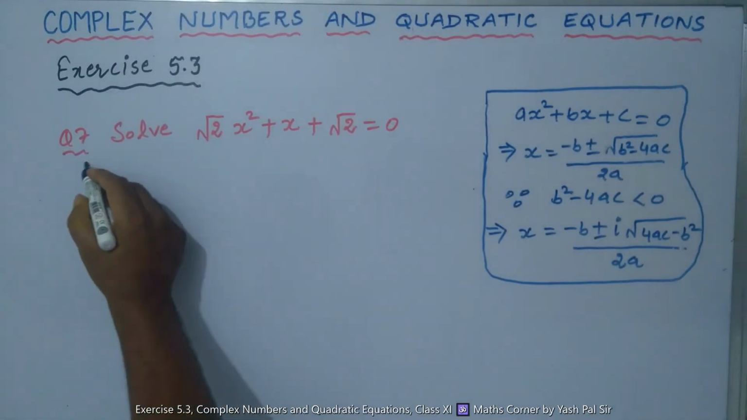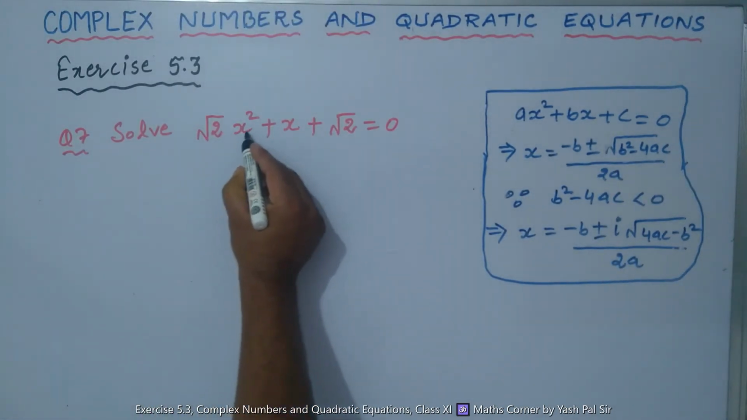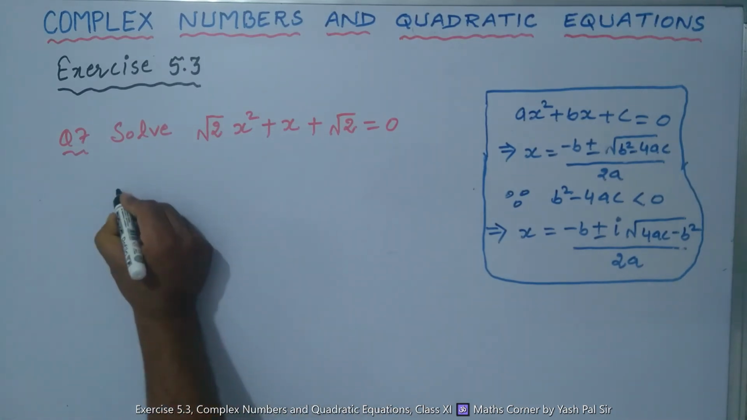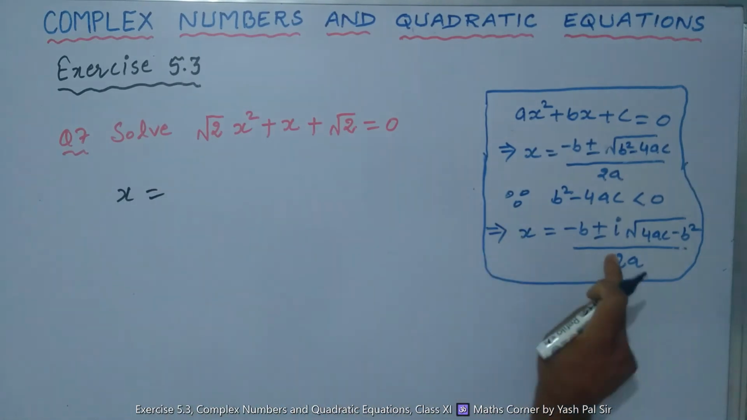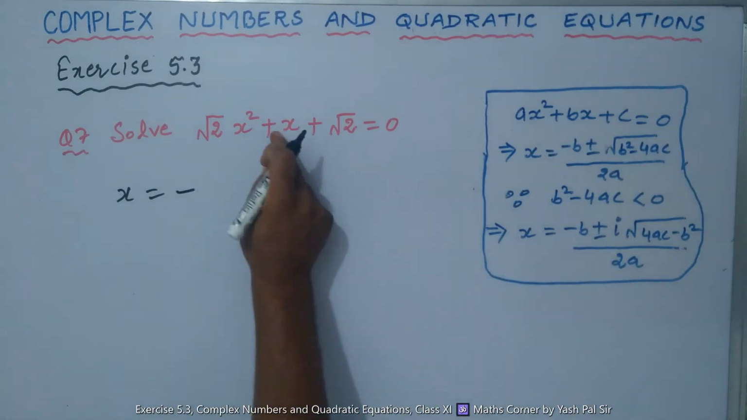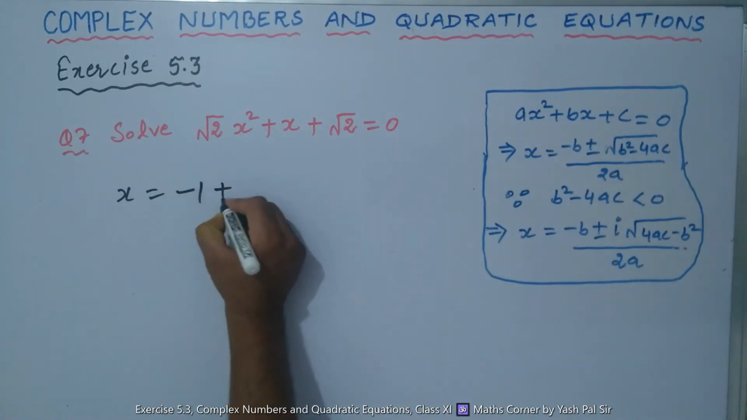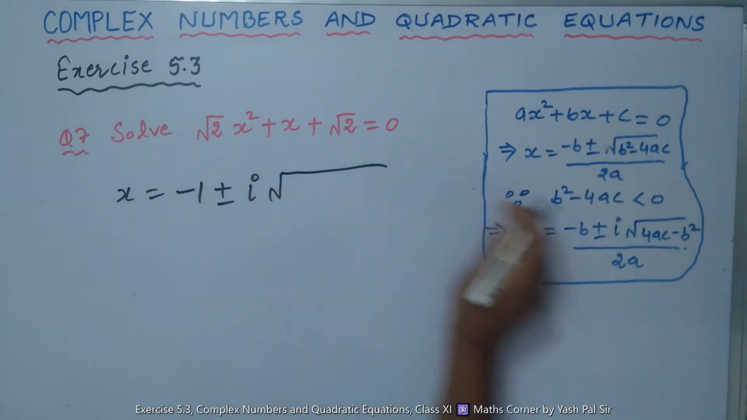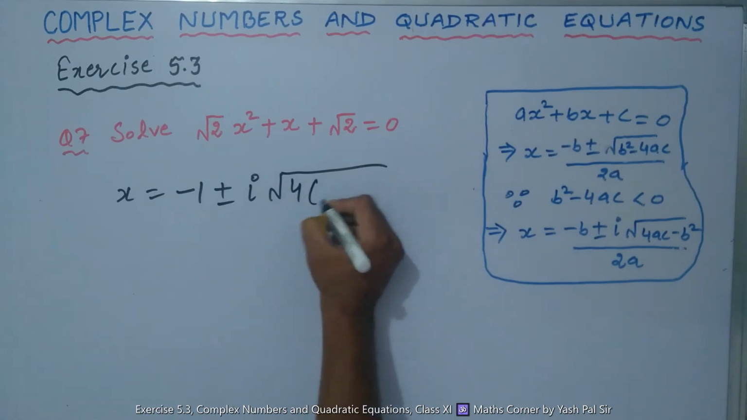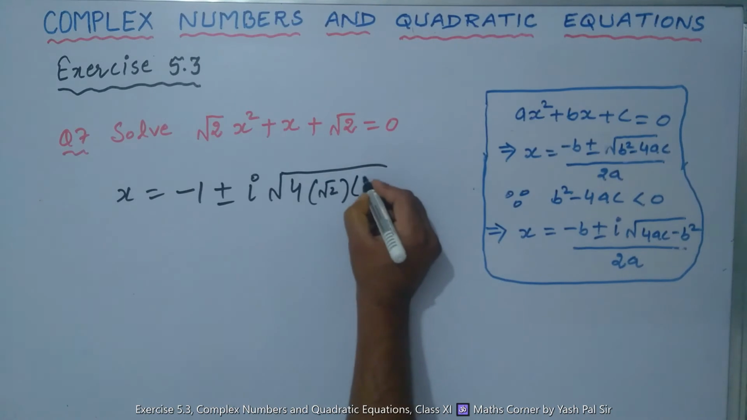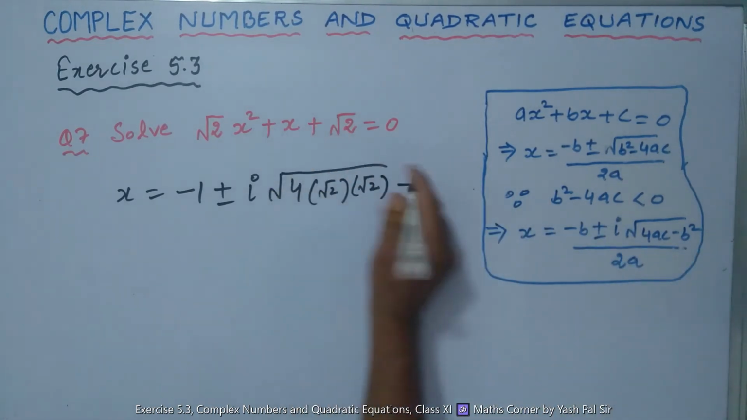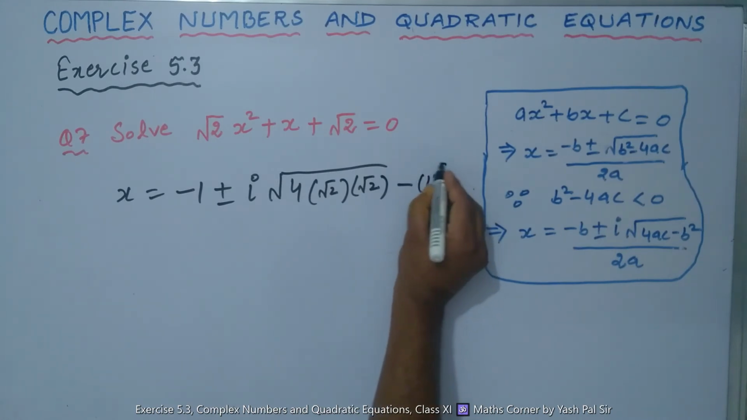Now solving question number 7, square root 2 x square plus x plus square root 2 equal to 0. So here x is equal to minus b. B is 1, plus minus iota square root of 4ac, 4 into a is square root 2, c is again square root 2, minus b square. B is 1, whole square.